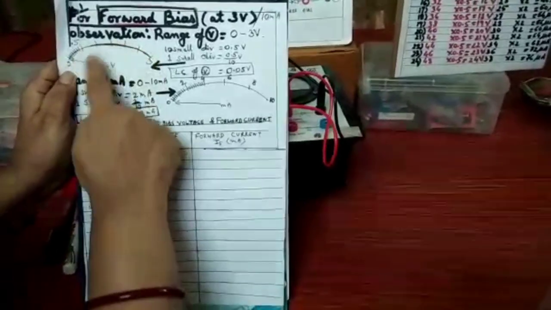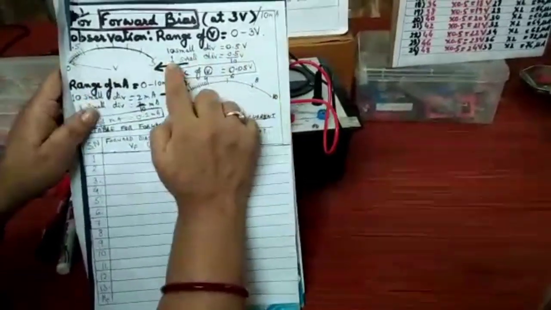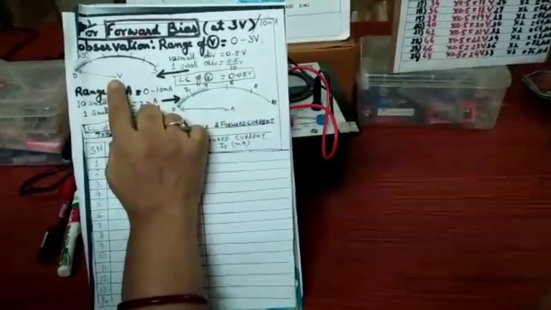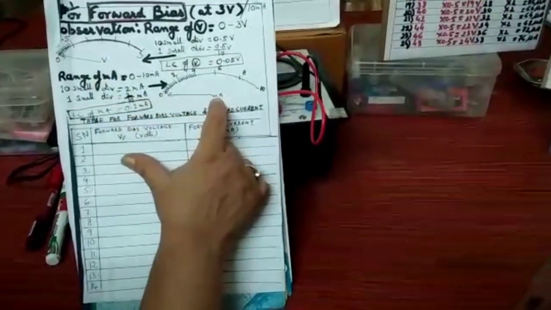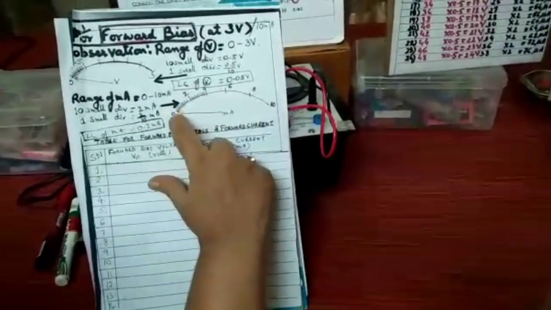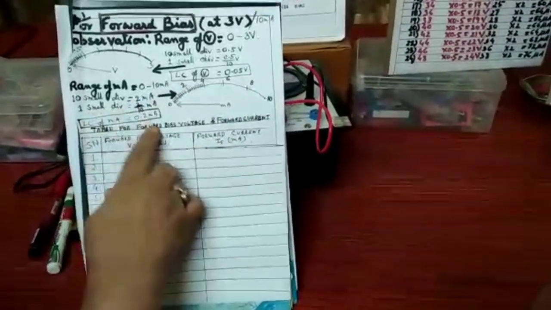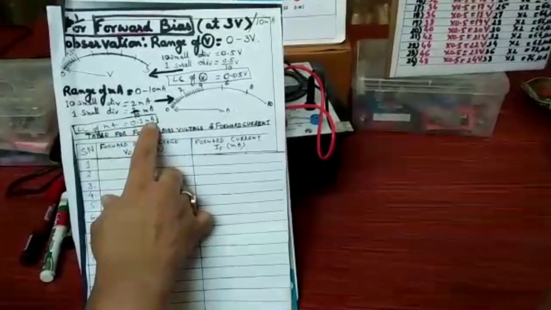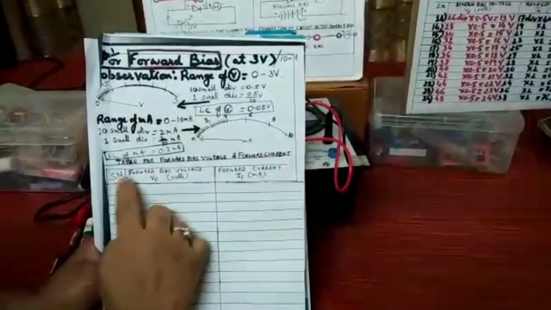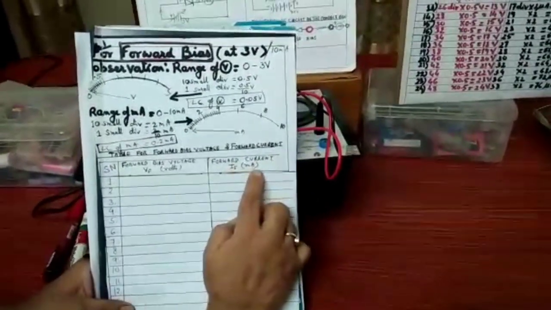So you can find the least count: 10 small divisions you can see here is 0.5 volt. So one small division will be 0.05 volt, which is the least count of the voltmeter. And regarding the milliammeter, you have the range 0 to 10, and here also 10 divisions is equal to 2 milliampere. So one division, that is the least count, is 0.2 milliampere.